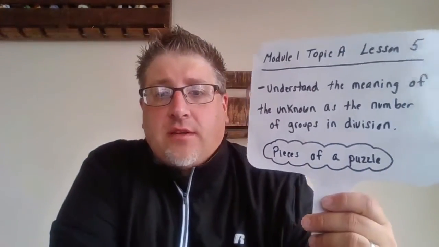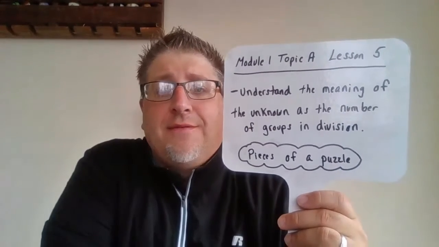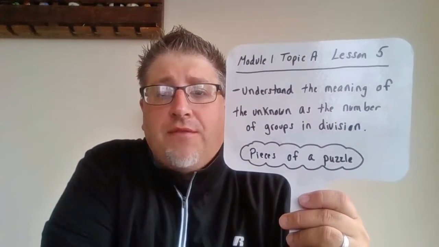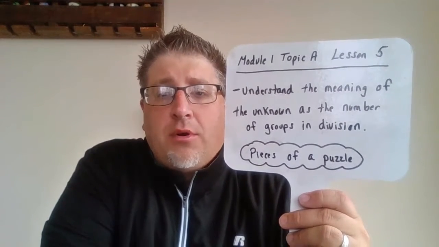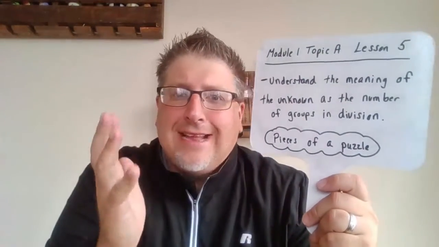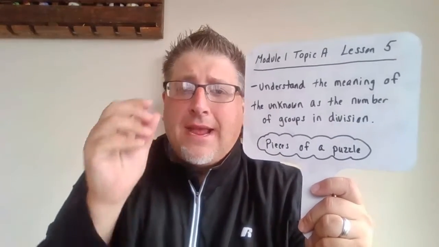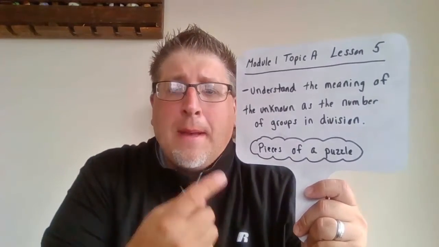So I have our objectives here right now. Module 1, topic A, lesson 5. Understand the meaning of the unknown as the number of groups in division. Hello, boom. That's a lot in an objective, and I'm gonna simplify that for you.